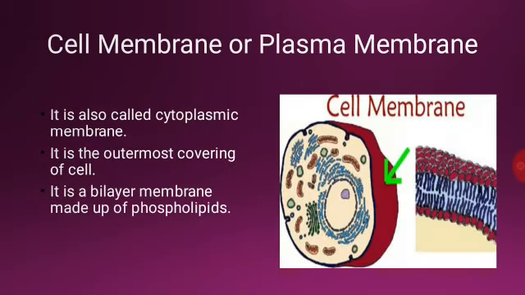Cell membrane. Cell membrane is also called cytoplasmic membrane. So basically it has three names: cell membrane, plasma membrane, or cytoplasmic membrane. It is the outermost covering of the cell that separates the content of the cell from its external environment. It is a bilayer membrane made up of phospholipids.